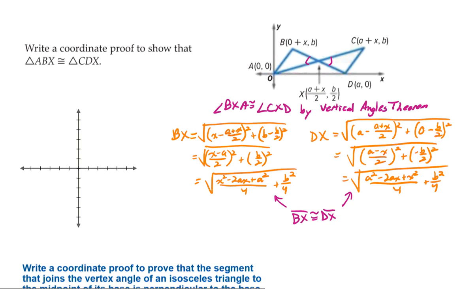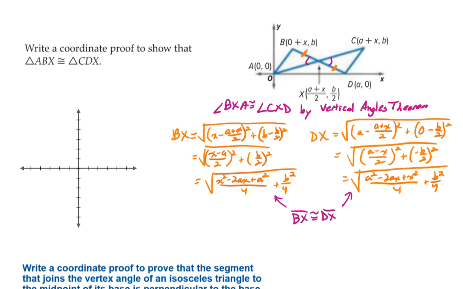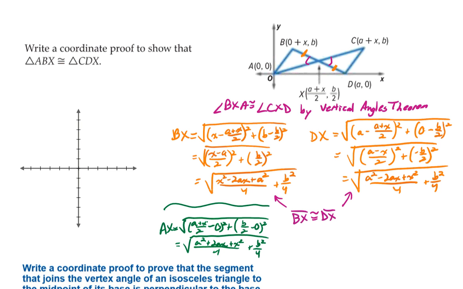If I then go ahead and repeat this, so I've shown this is congruent to this. I now need to look at AX and CX. So AX is going to be a plus x over 2 minus 0 squared plus b over 2 minus 0 squared, which is going to be a squared plus 2ax plus x squared over 4 plus b squared over 4.